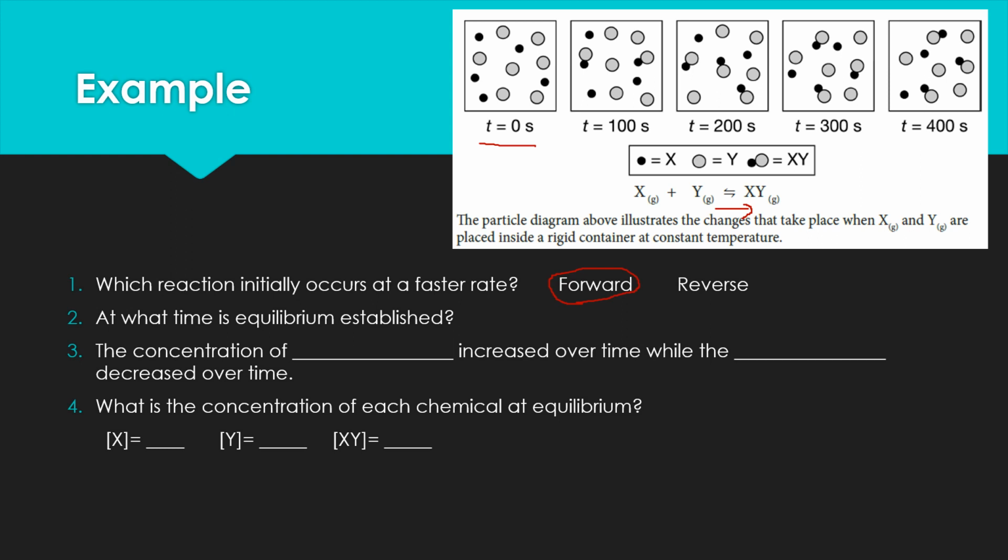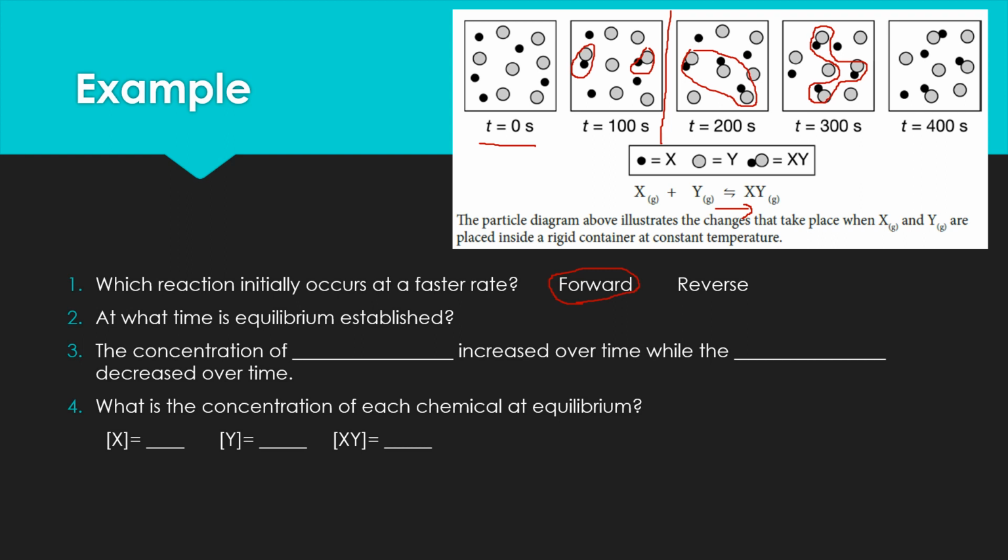Now, at what time is equilibrium established? So when do we get a constant amount of chemicals? We can see that in the first box, and the second box, we get 2 of the XYs. On the third one, we have 3 of those XYs. The fourth box, we also have 3 XYs. And same thing in our fifth box. So it first starts to stay constant at 200 seconds.